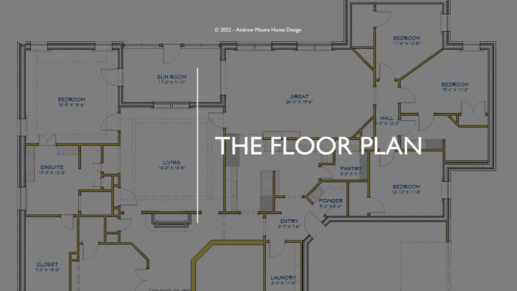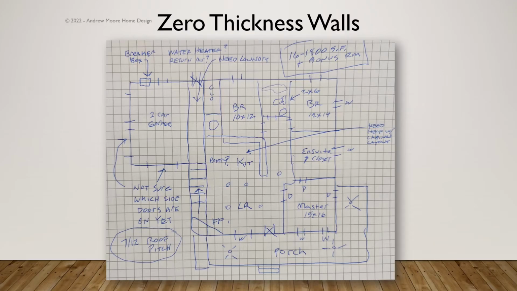Also, there will be some bonus tips near the end of the video, so stay tuned for those. The number one mistake that I see with client-provided sketches is zero thickness walls. I'll show you how to avoid this and how to do this correctly in this video.